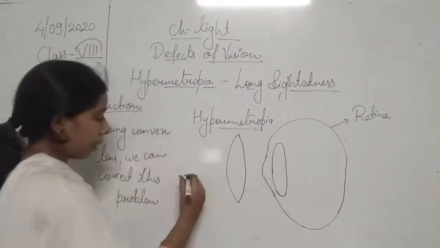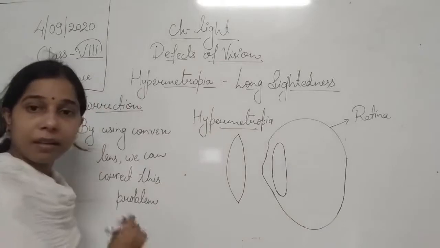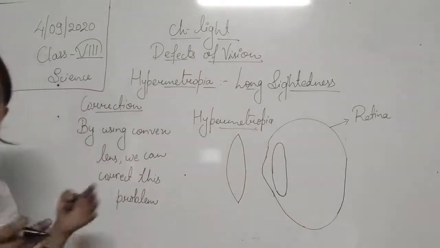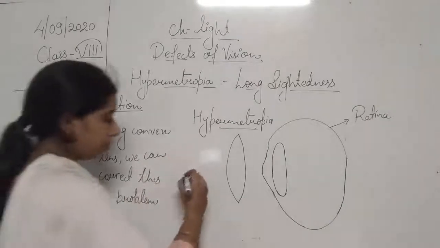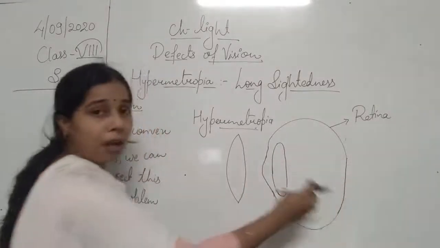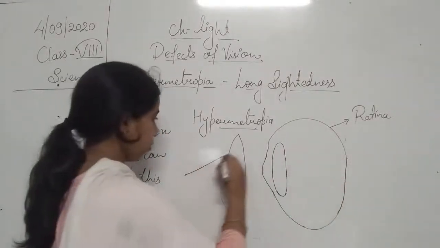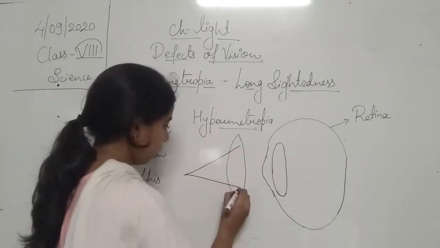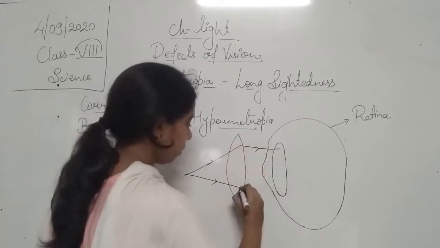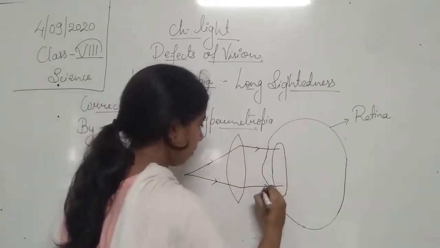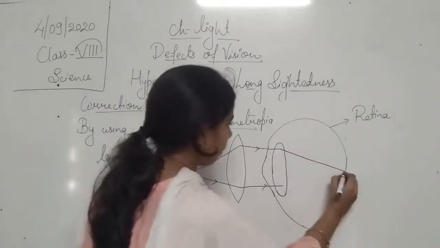So what happened? When the light ray enters this, student, it will make the light rays intersect each other on the retina. So you see here, student. It will make the light work from this side.